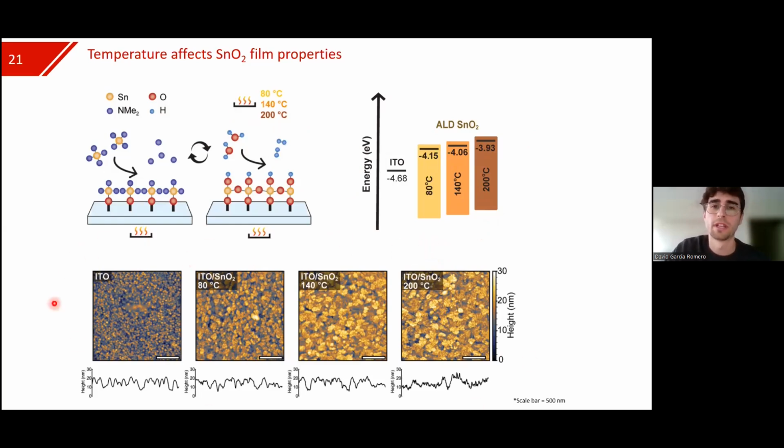And what I'm showing here at the bottom are the AFM images of these layers, and this nanocrystalline structure that we are growing actually changes as well with temperature. So we are seeing some different crystalline grain size at higher temperatures, while we have something more, let's say, close to what we expect from our ITO substrate at lower temperatures.